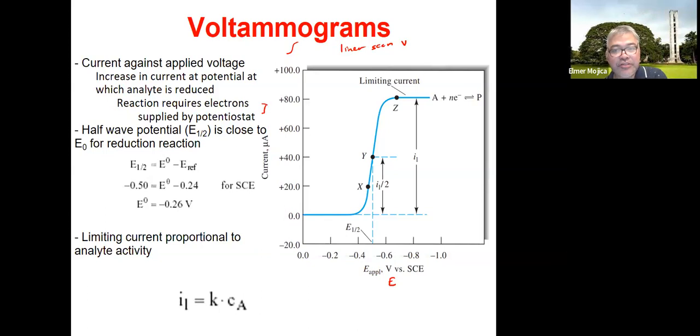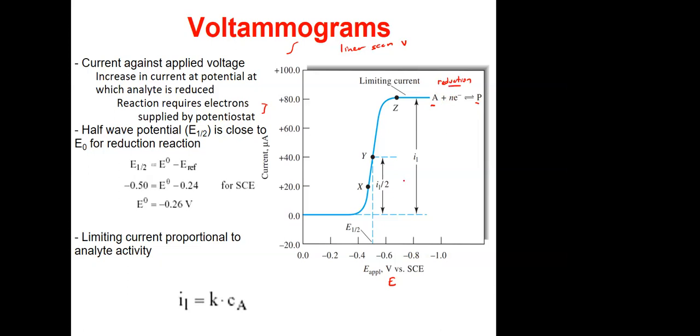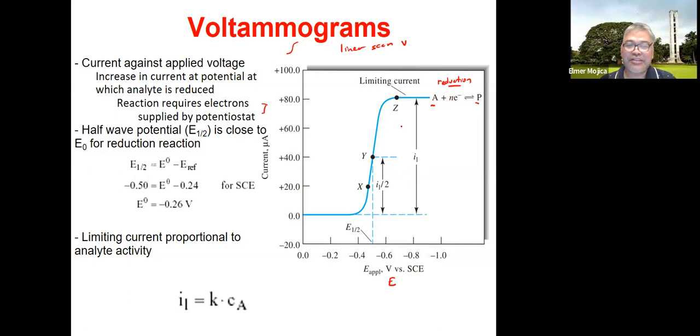Now, if you look at the analysis, this is really what happened. You have an analyte that gains electrons to give you a product. So what is this in redox? This is reduction. So what happened here is there's an increase in the current at the potential at which the analyte is reduced. And for this to happen, you need what I showed you earlier, the potentiostat. The potentiostat provides the electrons, the energy that you have there.